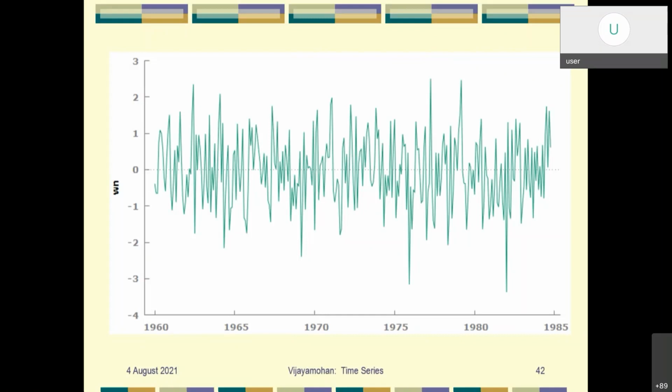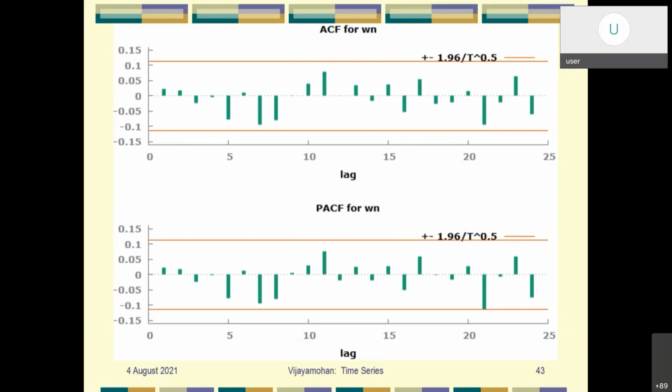So here we have the ACF for the white noise process. Now you find two red lines here. These two red lines are the limits or the confidence interval, that is the 95% confidence interval. This 95% confidence interval is given here, plus or minus 1.96 divided by square root of T. That is how we are getting the confidence interval, square root of T.